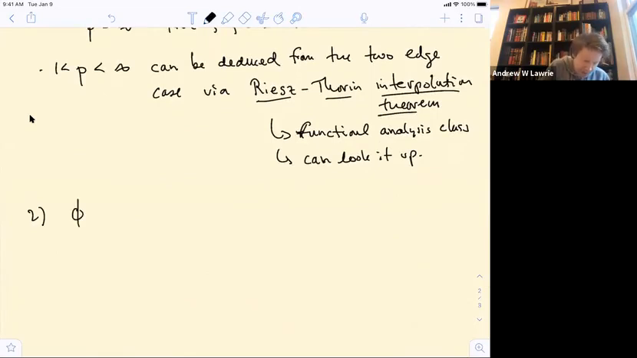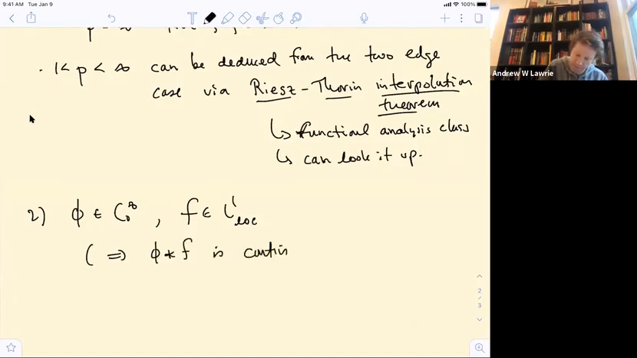if you take phi, say, compactly supported, and f is in L^1 loc, then phi convolved with f is continuous, and you can prove this via the dominated convergence theorem.